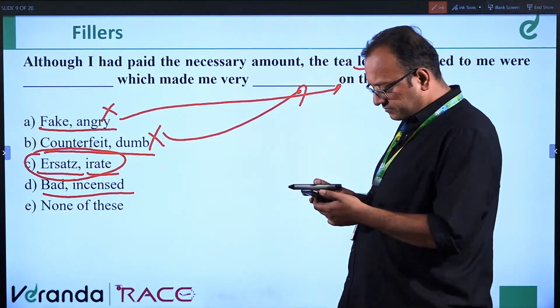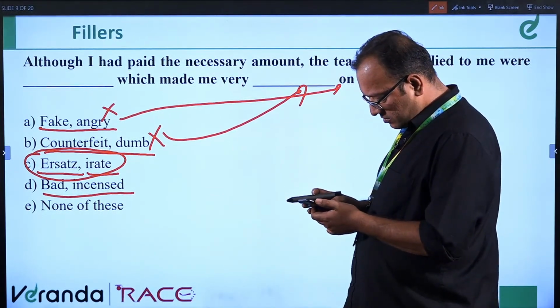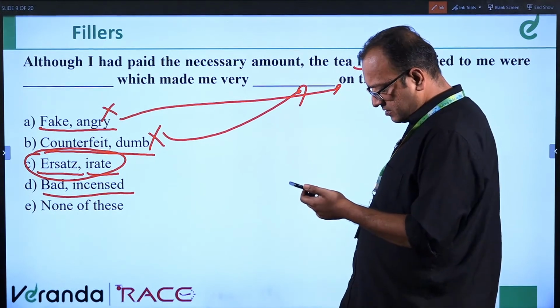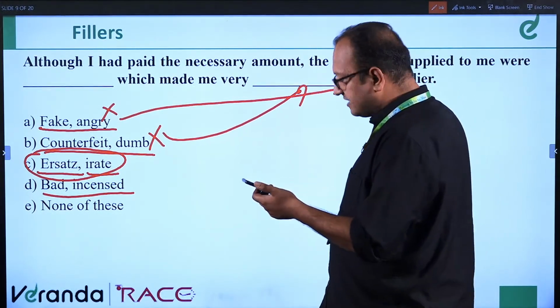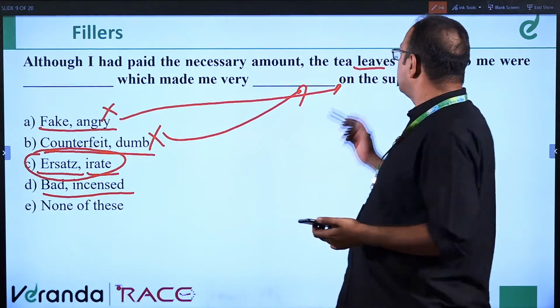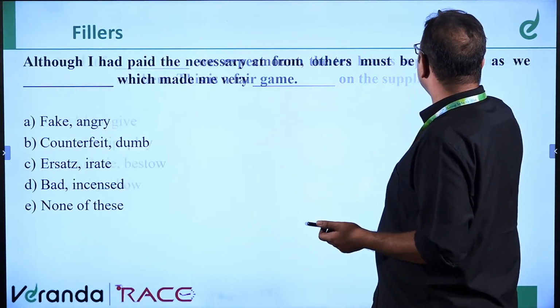Clear? So C will be the answer. Ersatz means fake and duplicate. Clear? Next question.